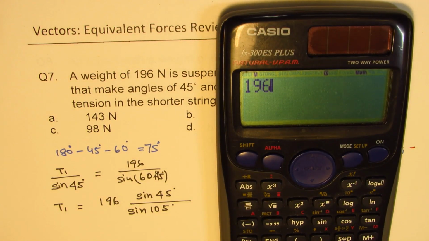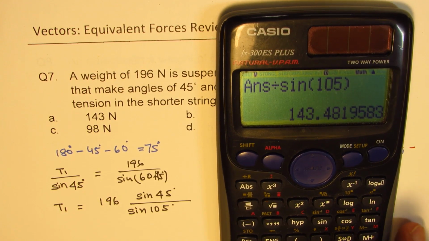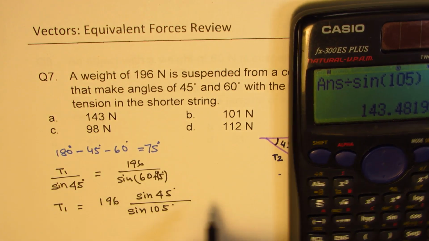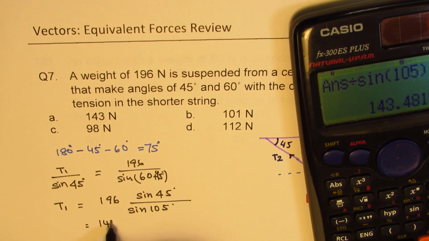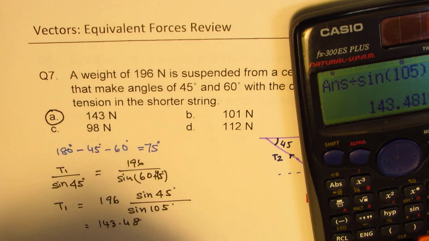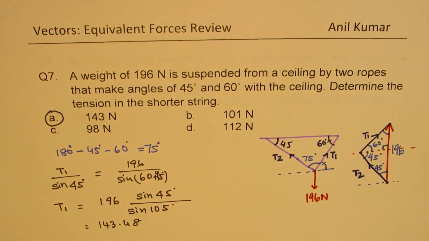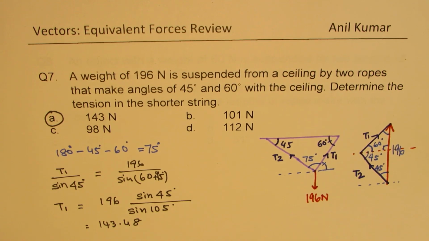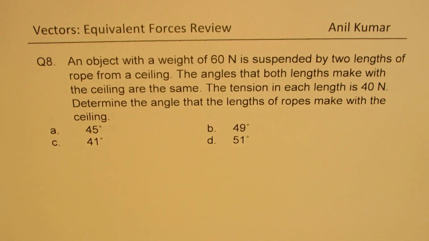So we have 196 times sine 45 divided by sine 105. That is 143.48. So the closest here is 143 newtons. A is the correct option. Perfect. So that is how you're going to do it. Now we have similar questions here with some variations.